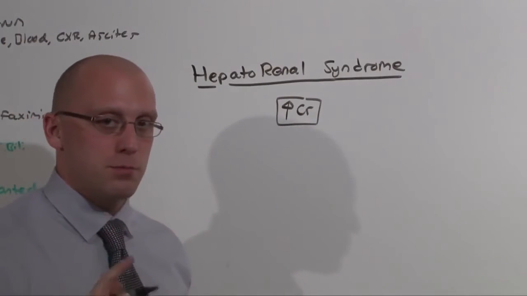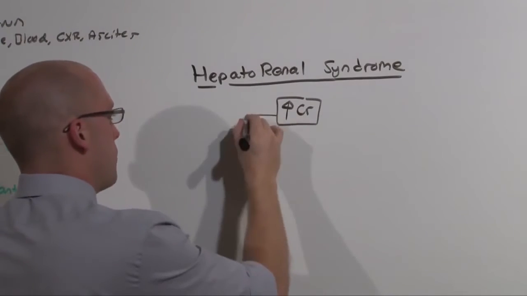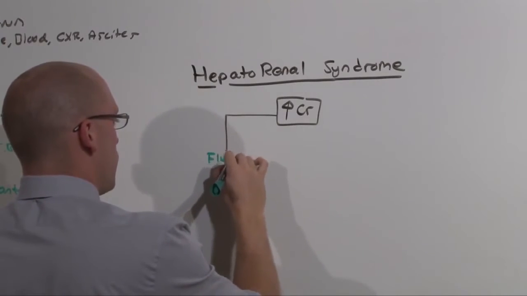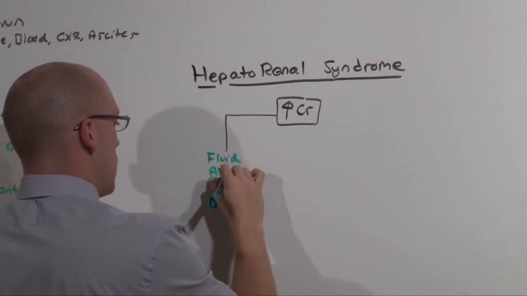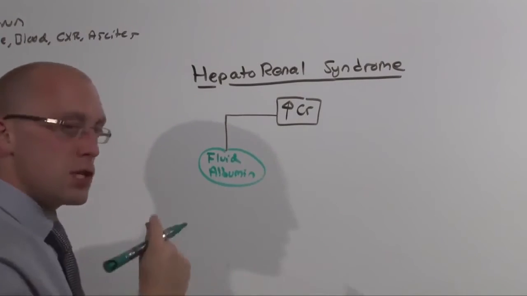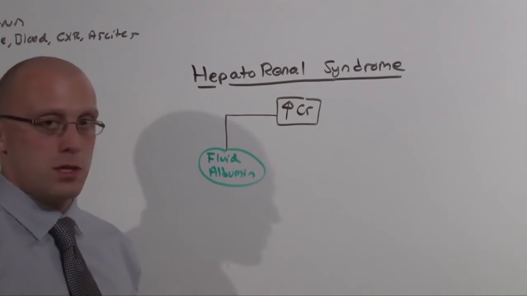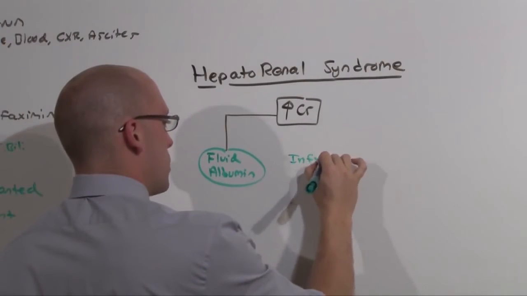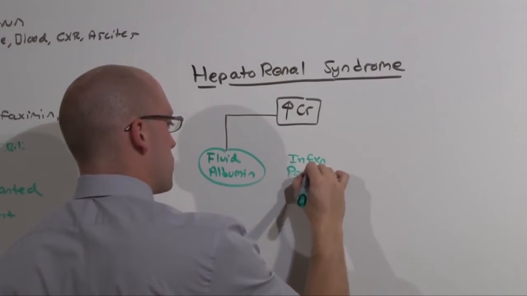Fluid, infection, bleed. For fluid, you're going to give them albumin. You're going to give them an albumin challenge. You're going to try to increase the intravascular volume to reperfuse the kidneys. Infection. You're going to pan culture and broad spectrum antibiotics.